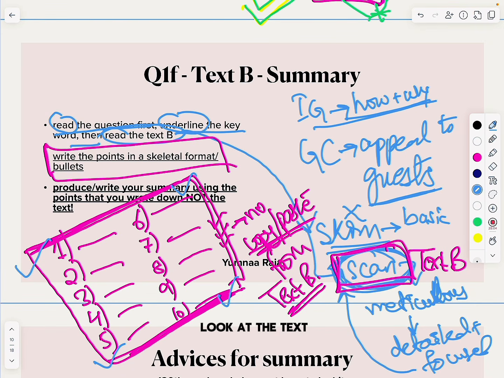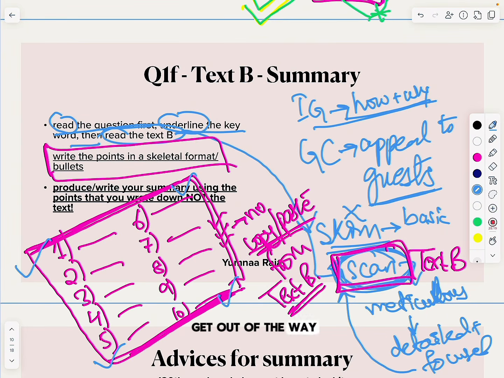Please remember to not look at the text. I'm saying this so many times now that it's starting to get a bit repetitive, but this is for you guys, because when you start looking at the text, subconsciously you start copying long chunks of phrases, and that ends up being a problem.